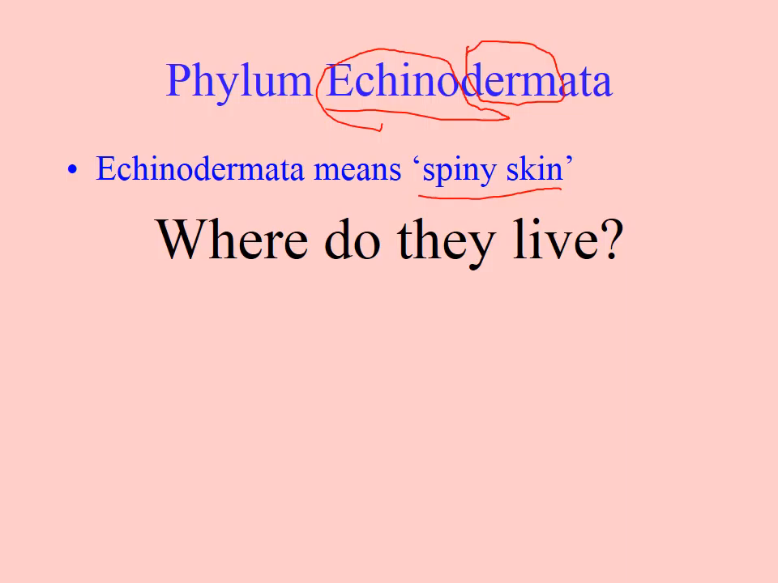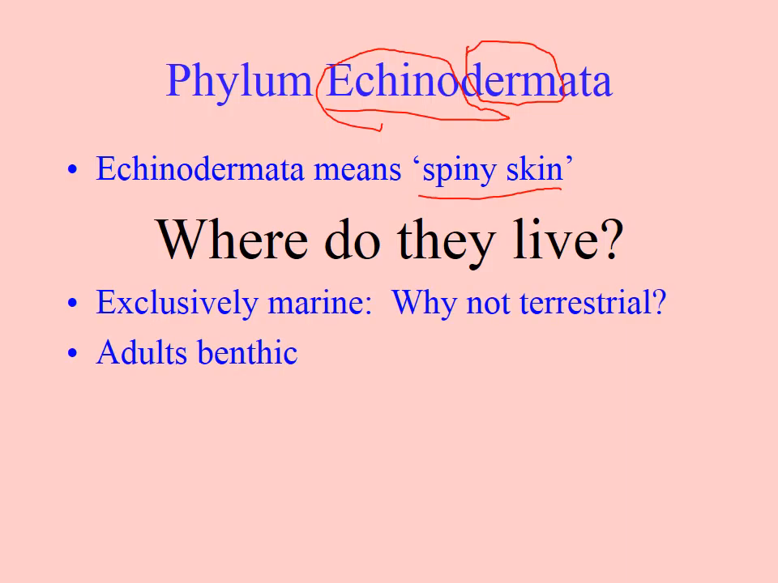Where do echinoderms live? They pretty much only live in marine environments, not terrestrial, not freshwater. So see as you go through these videos, especially this overview video, you can understand why. This is a question to ask yourself. And the adults are all benthic, so they don't have any planktonic adults. There are no planktonic adult echinoderms, although they do have larval dispersal stages.